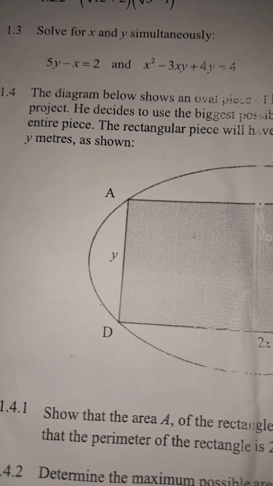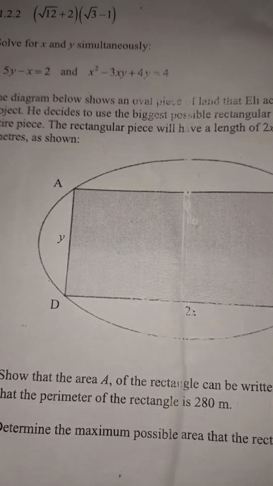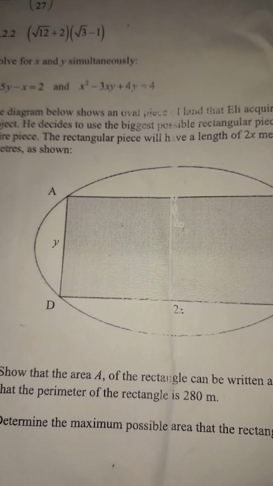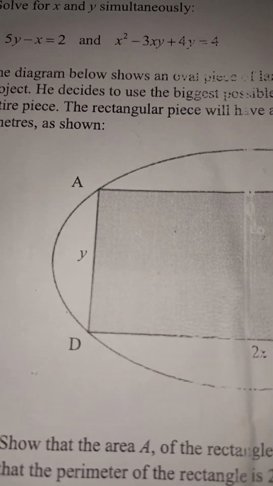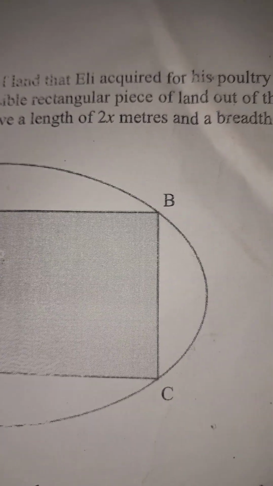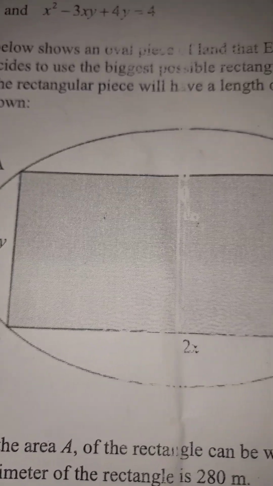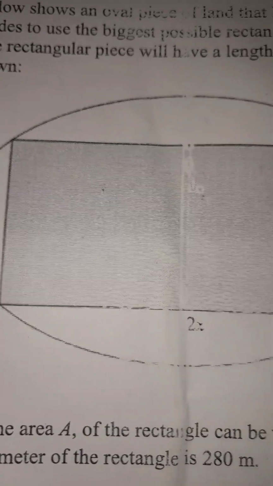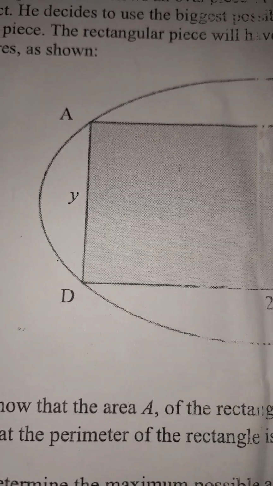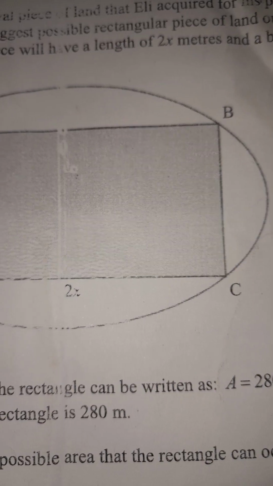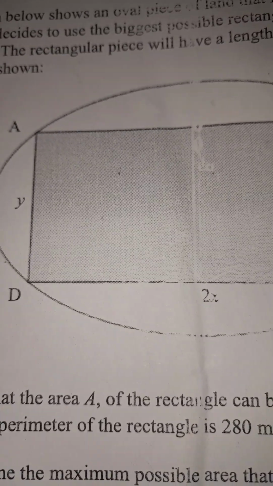Right. The diagram. These are weird problems where in all the measurements, they can link anything in mathematics just to confuse you, but don't panic. The diagram below shows an oval piece of land that Ailey acquired for his poultry project. He decided to use the biggest possible rectangular piece of the land out of the entire piece. The rectangular piece will have a length of 2x meters and a breadth of y meters as shown. So we can see a rectangle there, it's shaded, and it is inside a triangle.